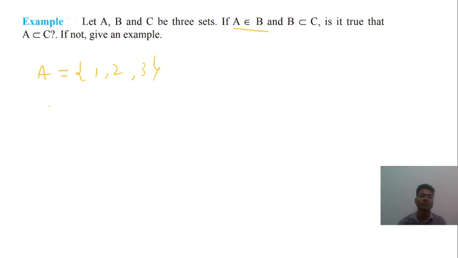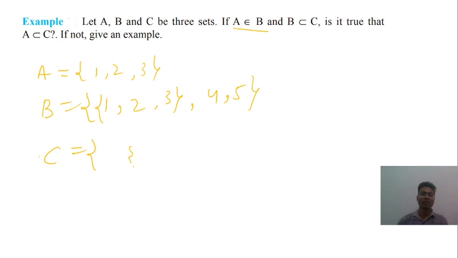Okay, so we consider B as 1, 2, 3, 4, 5. So A is contained in B. And B is a subset of C. We consider C such that it is 1, 2, 3, 4, 5, 6. So this is C. So we fulfill the criteria that all the elements of B must be contained in C.